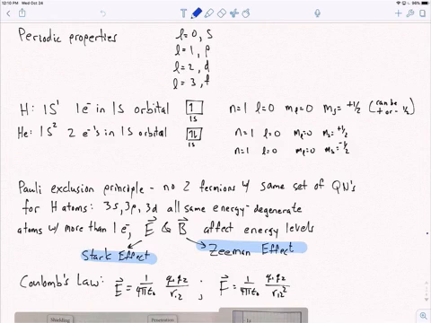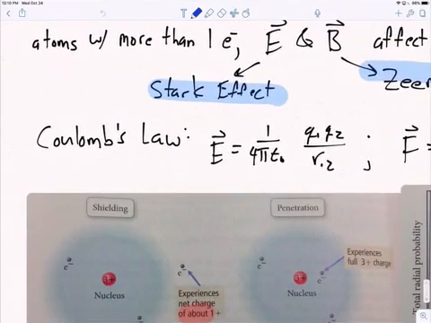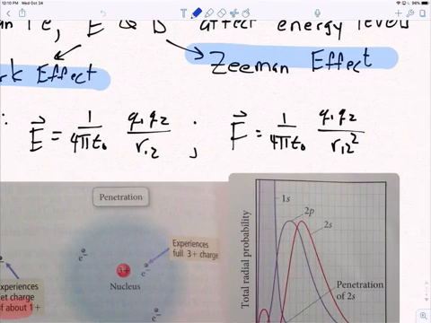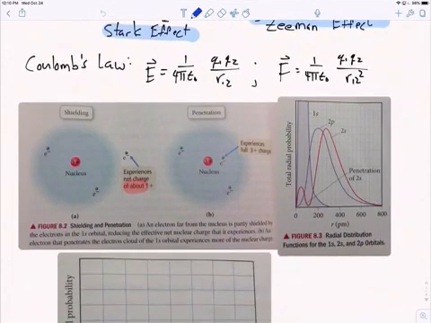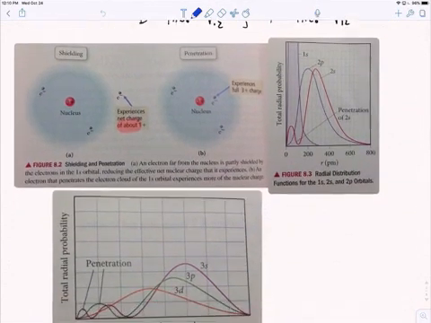And Coulomb's law, if you haven't seen this before: the electric field is a constant times the charge of one charge over a second, over the distance, and the force between them is over the distance squared. So that's what is drawing the electron towards the nucleus, is the fact that an electron is negative and the nucleus is positive.